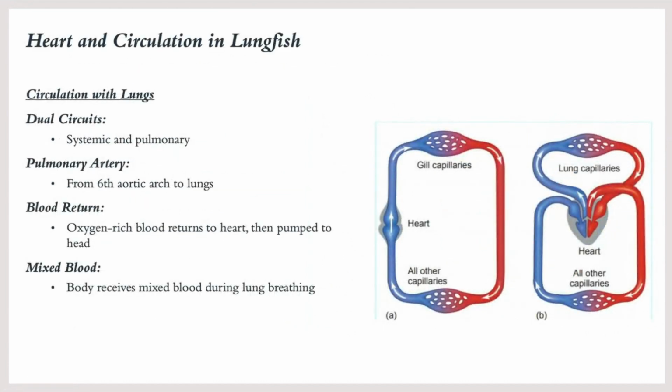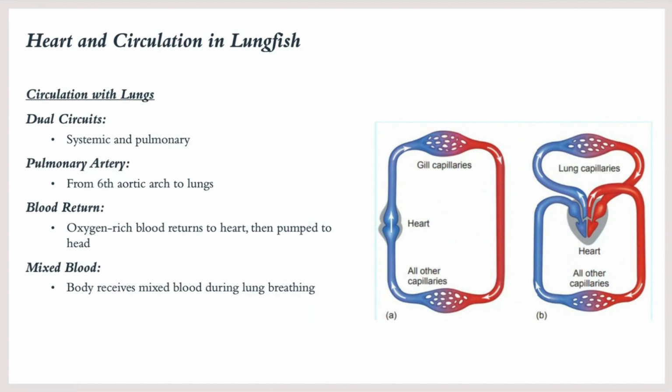Okay, now the heart and circulation in lungfish. These were the first fish to develop lungs. Even though they had lungs now, they would still use their gills to some extent. But as the lungs developed in these lungfish, it meant that the double circulatory system also developed. Now, the double circulatory system, you should already know, is the systemic and the pulmonary, where the blood is traveling to the heart and is also traveling to the lungs. Because of this system, the sixth aortic arch basically formed the pulmonary artery. And the oxygen-rich blood would return to the heart and then be pumped to the head.